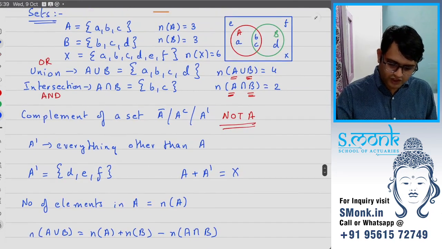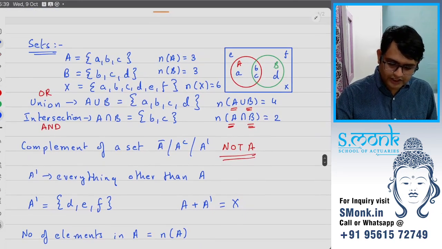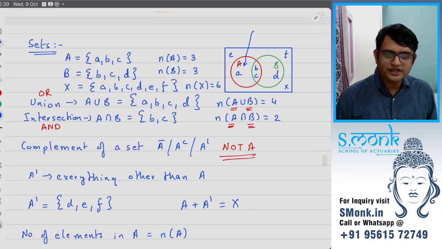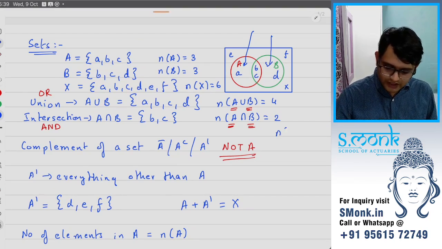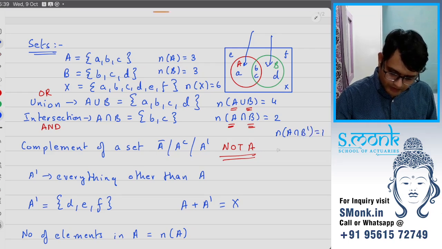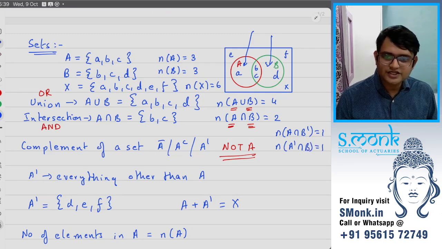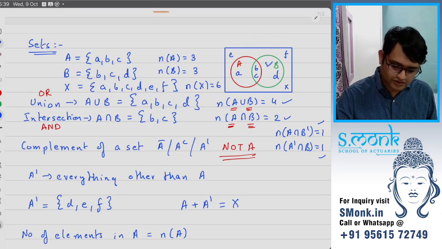So you can do the counting here. When I say only A, that contains only one element. Only B contains only one element. So n(A intersection B complement) will be 1, and n(A complement intersection B) will also be 1, and the intersection has 2, so you can add them up. 1 plus 1 plus 2 will give you 4, right? That makes up the union.